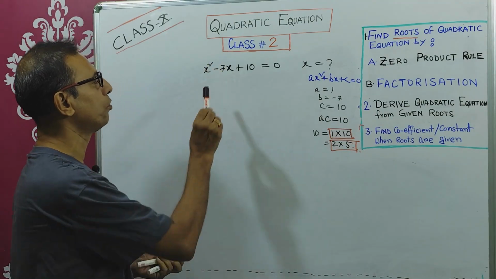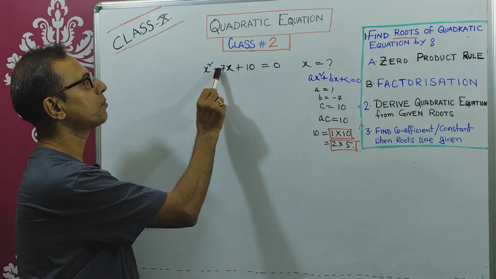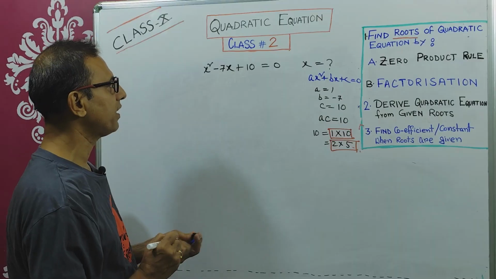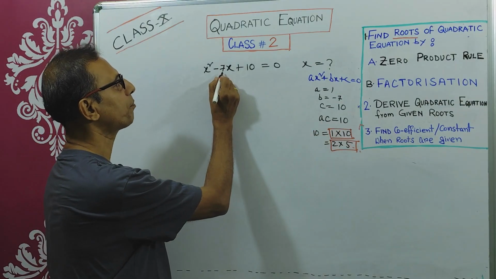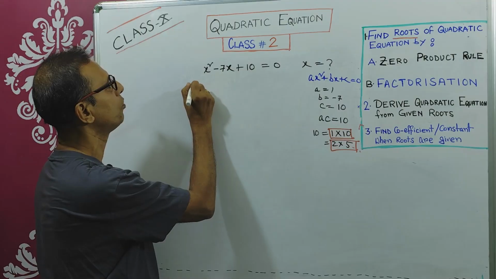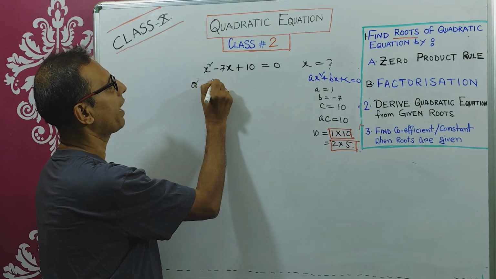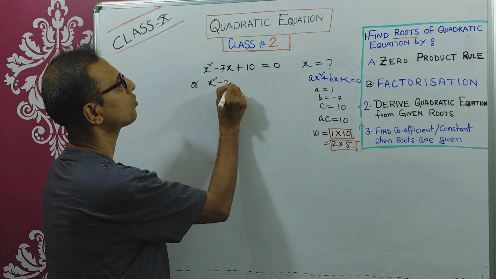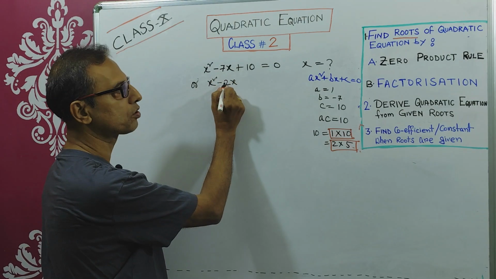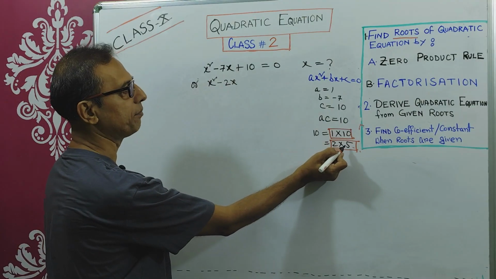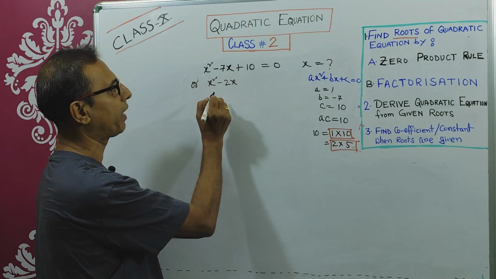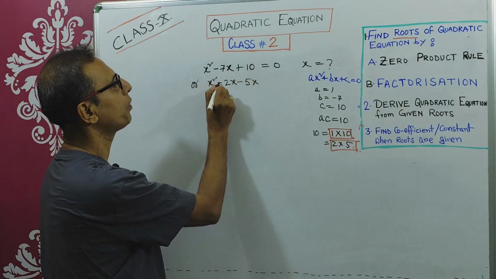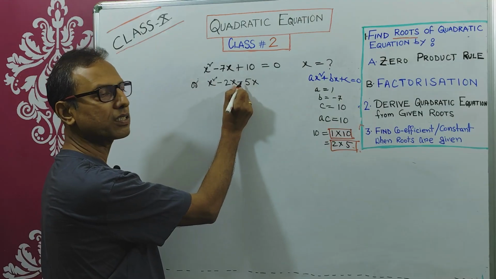Now you need to make this minus 7x utilizing these two values, right? If I say 1 and 10, I cannot make 7, but what I can do is use 2 and 5. So x square minus 2x, where one coefficient of x is 2 and another is 5. Then you need to derive whether it is plus or minus. So you make it minus 2x and minus 5x, that means minus 7x.